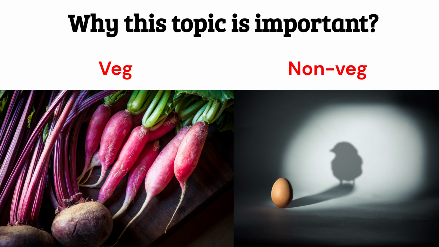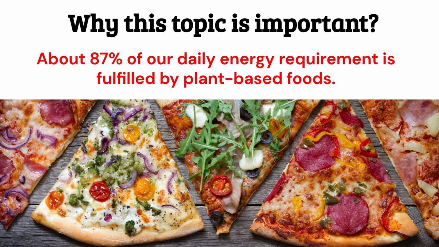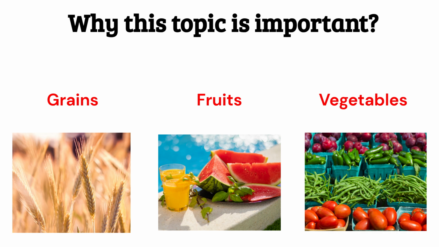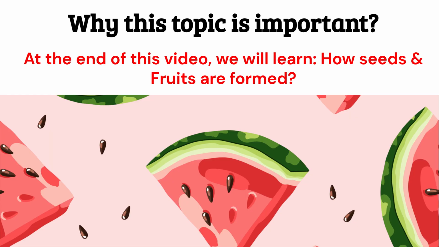Depending on the food preference, we can divide people into two groups, veg or non-veg. But whatever it is, do you know? About 87% of our daily energy requirement is fulfilled by plant-based foods like grains, vegetables, fruits, etc. In this video, we will learn how fruits and seeds are formed.